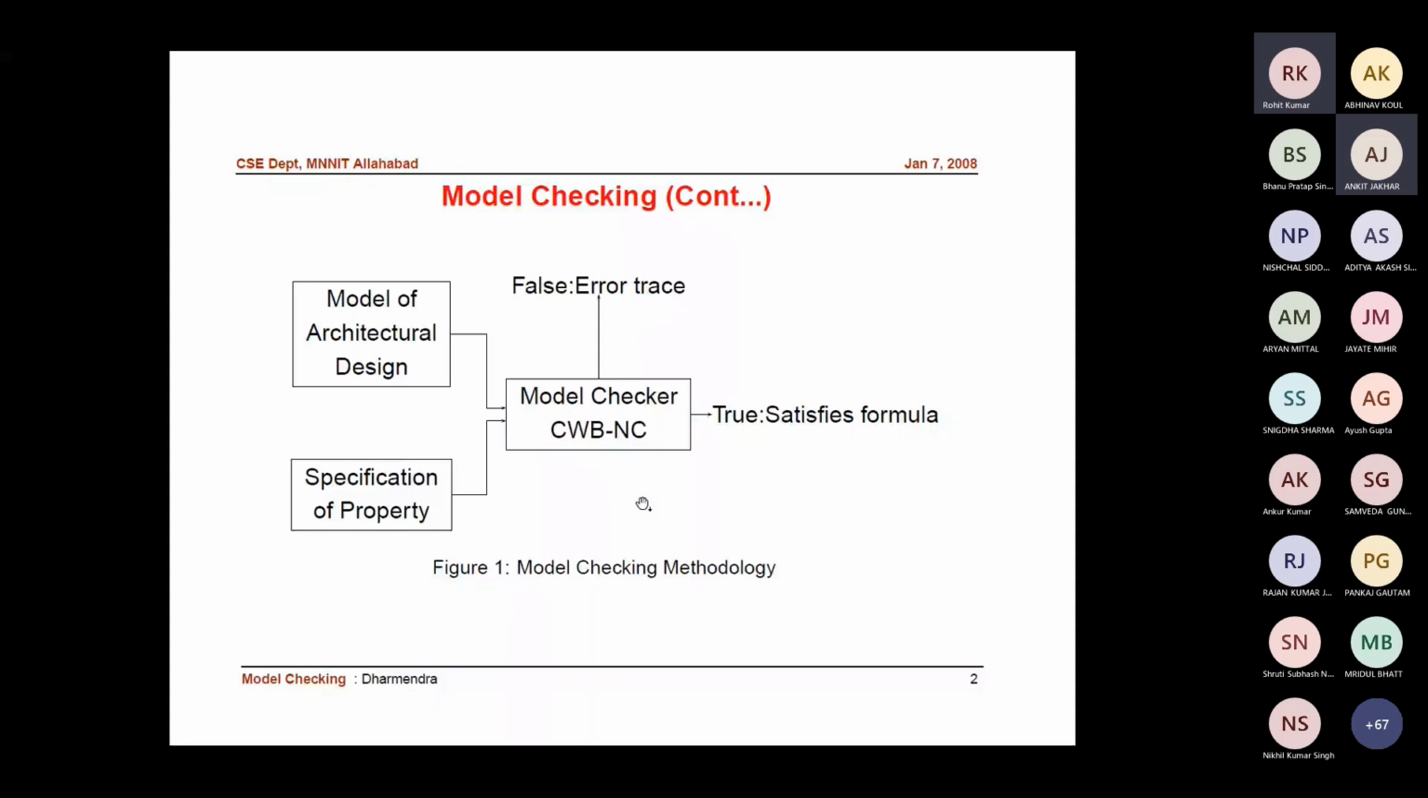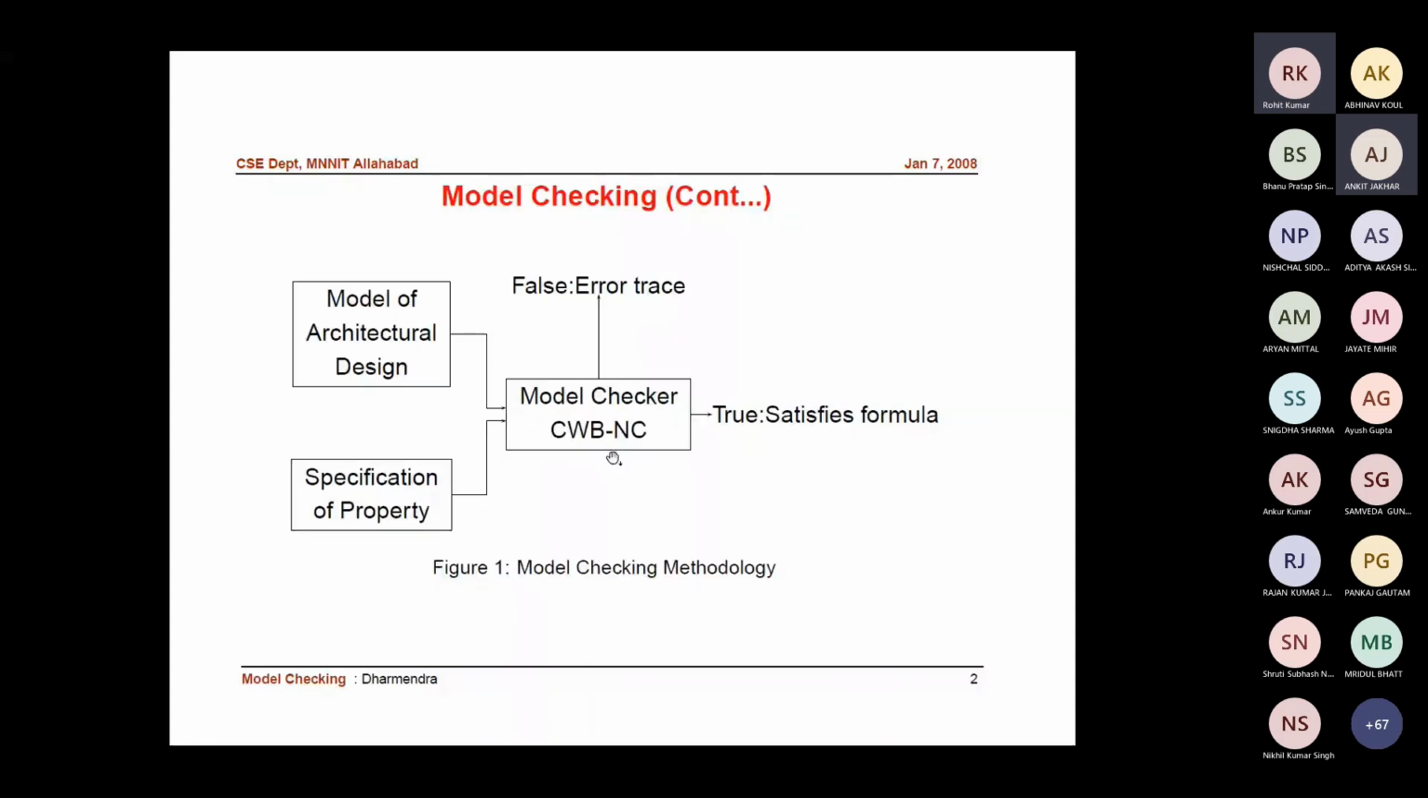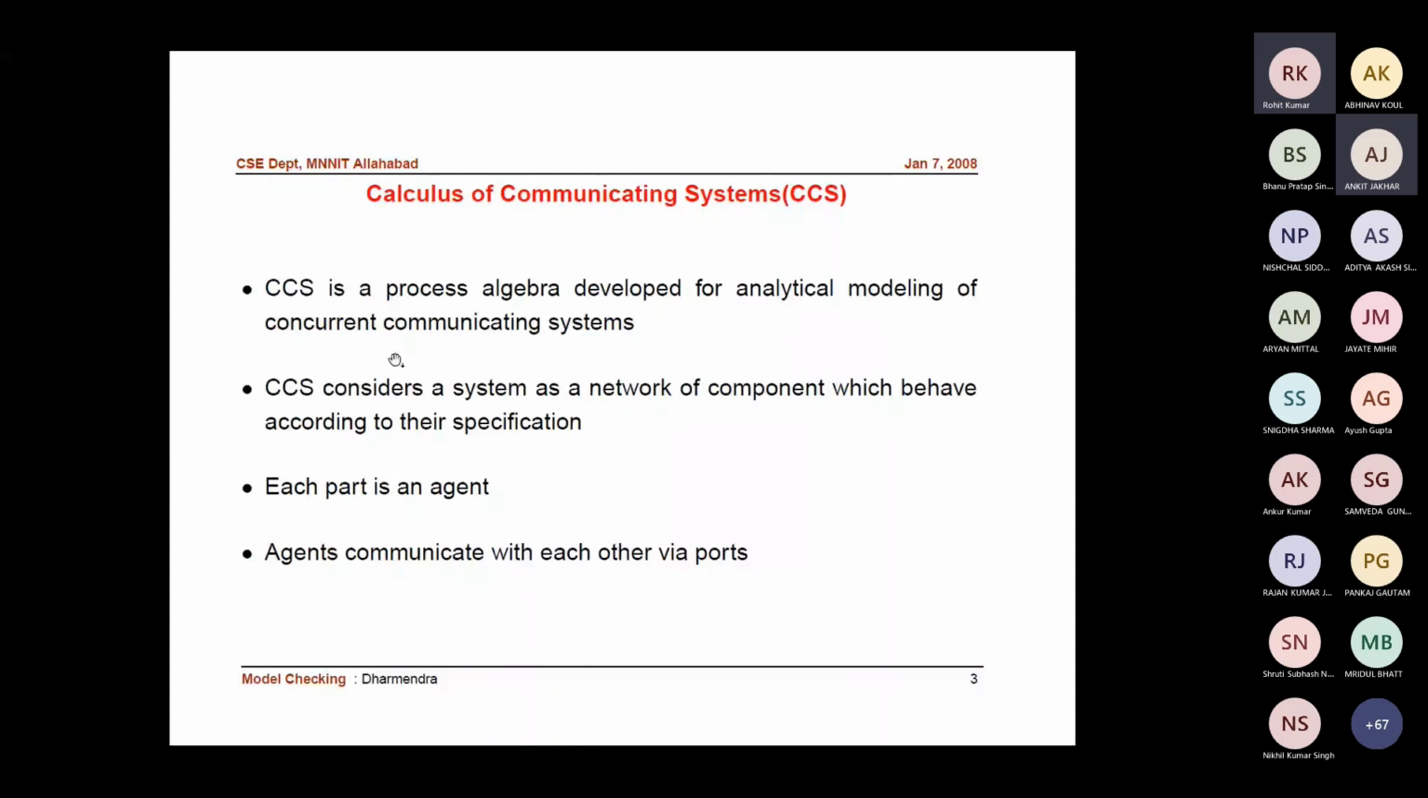The language for describing the model that I am going to use is CCS. CCS stands for the calculus of communicating systems. This is a process algebra developed for analytical modeling of concurrent communicating systems. There are going to be concurrent systems with several parts, and they may go independently, and sometimes if need be, they are going to communicate, sending messages to each other.